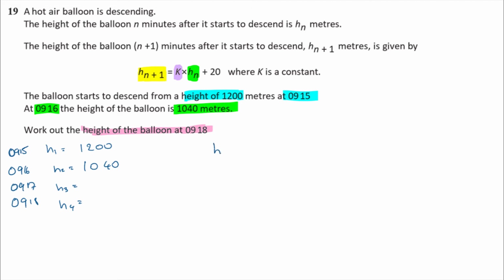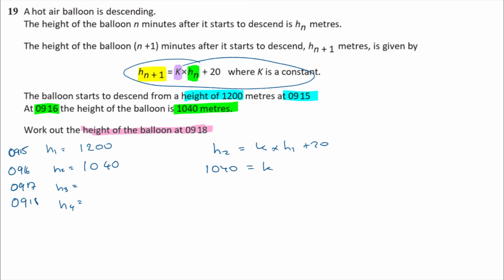So h2 should be k times h1 plus 20 according to our formula up here, shouldn't it? So the next term in the sequence, h2, should be k lots of the previous term plus 20. But we know what h2 is, it's 1040, and we know what h1 is, it's 1200. So the only thing we don't know there is k, isn't it? So we can use those first two terms to find what k is.